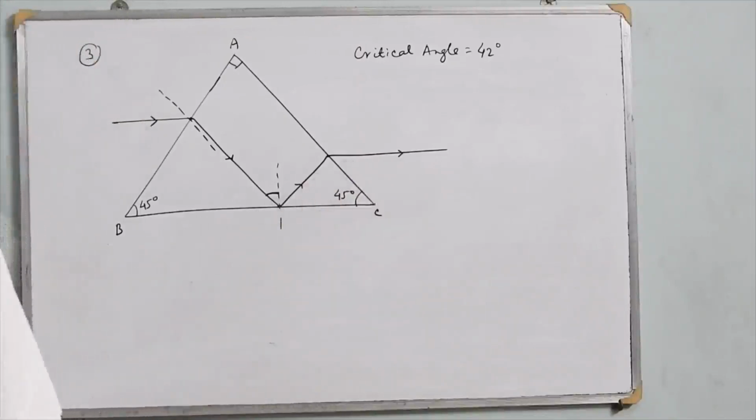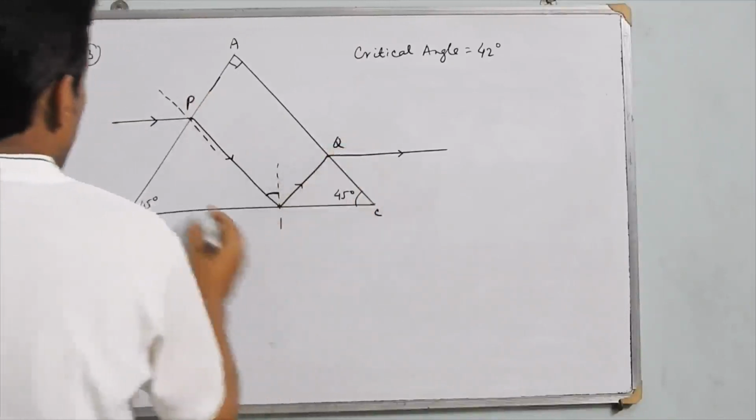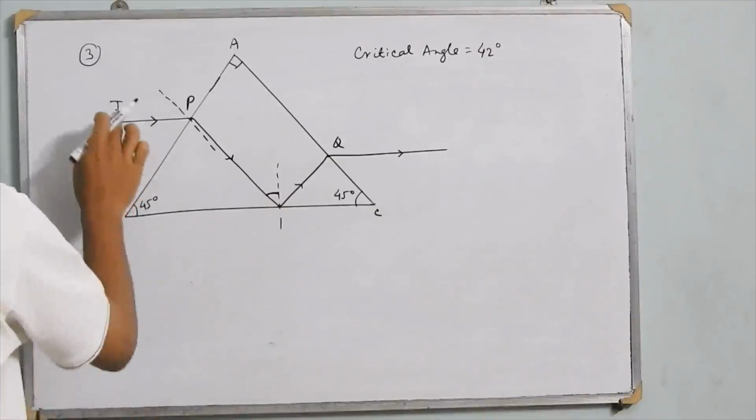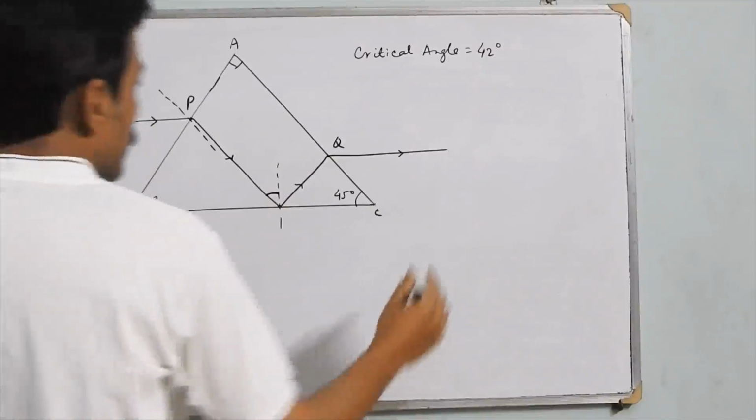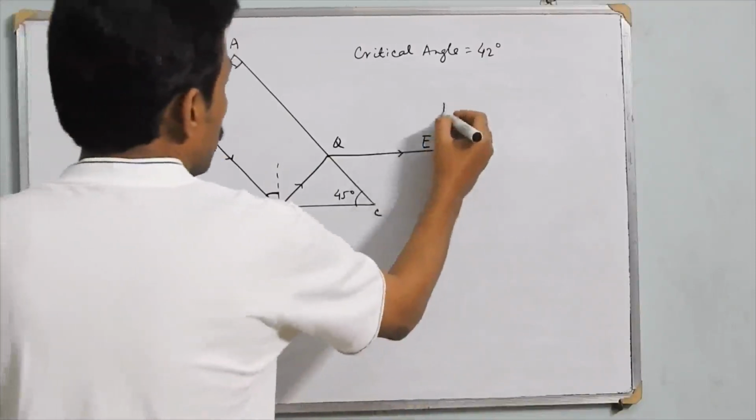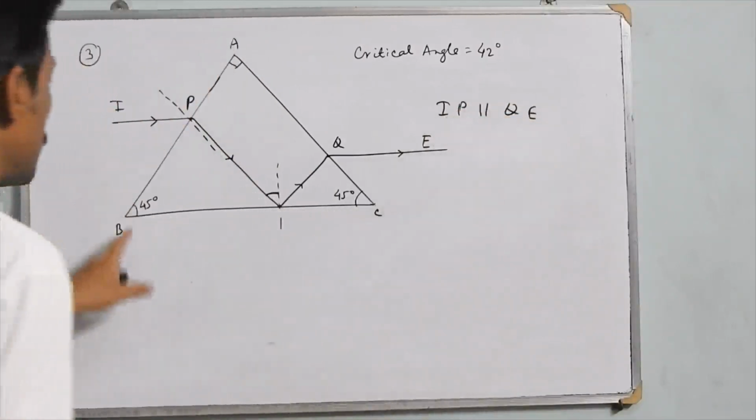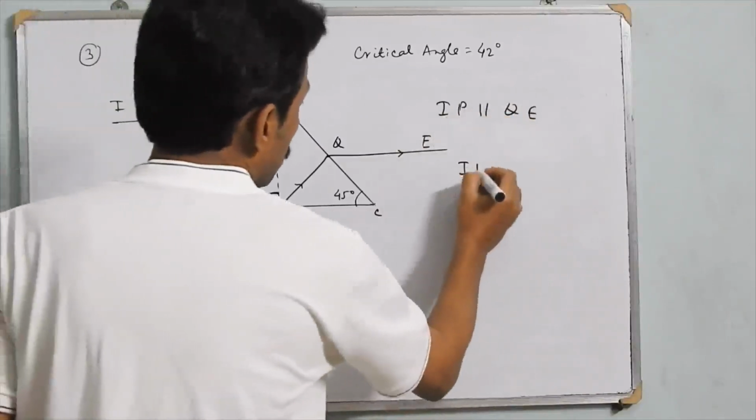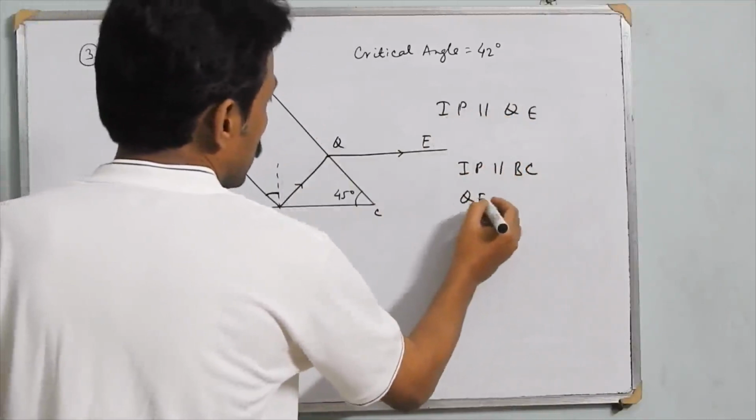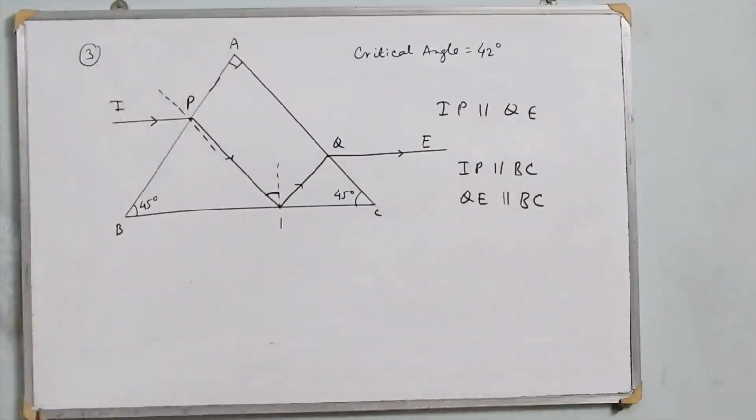So suppose this point is P and this point is Q, and let me call the incident ray IP and the emergent ray as QE. Then this IP remains parallel to QE. Also, IP is parallel to the base of the prism, and this emergent ray QE is also parallel to the base of the prism. Experimentally, this we have realized.